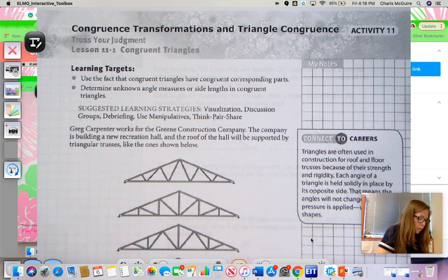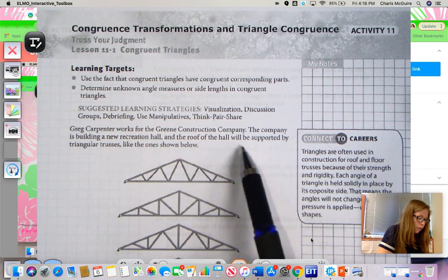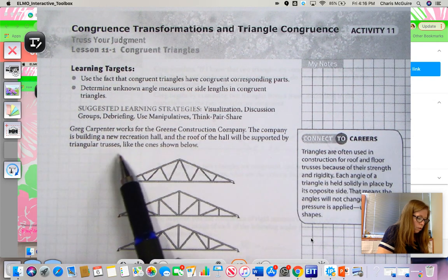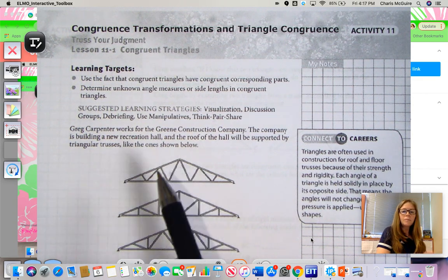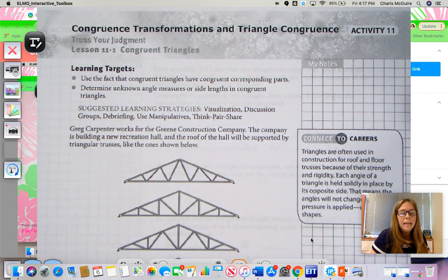The company is building a new recreation hall, and the roof of the hall will be supported by triangular trusses like the one shown below. Now, something that I find super interesting is that triangles are our strongest polygon. They're our smallest polygon, but they're super strong. And so you can see them everywhere. If you look underneath bridges when you go over bridges in Florida, you're going to see lots of triangular supports either below or above the bridges. We don't have too many suspension bridges here in South Florida, but if you go up north, you will see some of them, and they're super cool to look at.